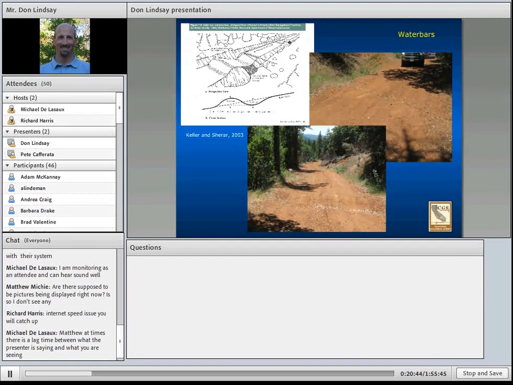Water bars are diagonal berms made by cutting and filling across the road. As you can see in the diagram, in cross-section, they typically have a high amplitude and a short wavelength.